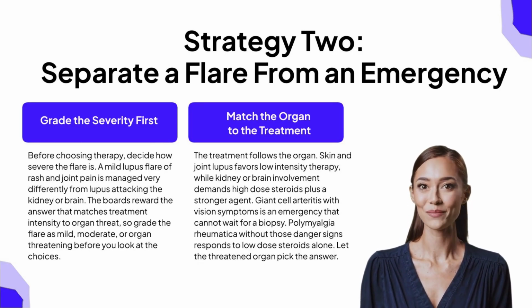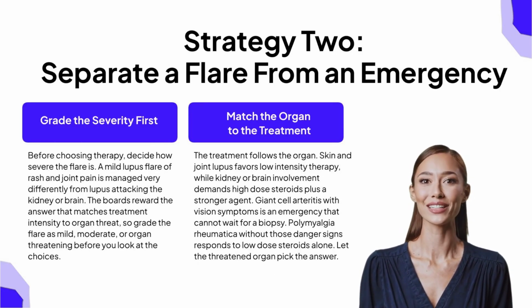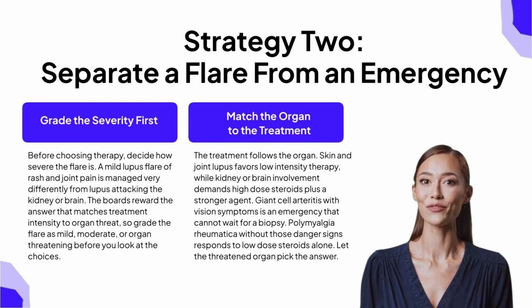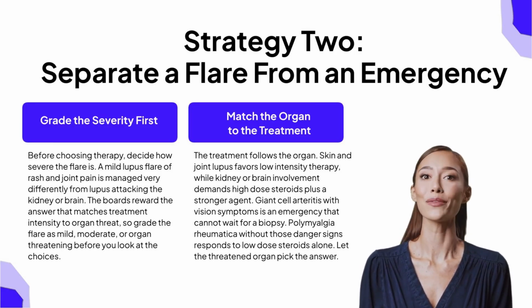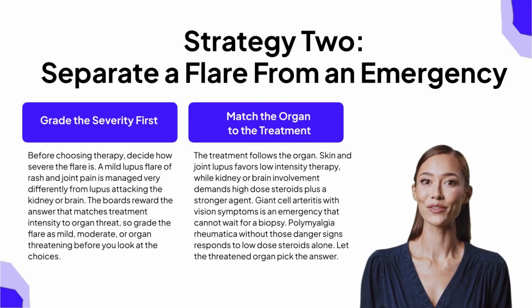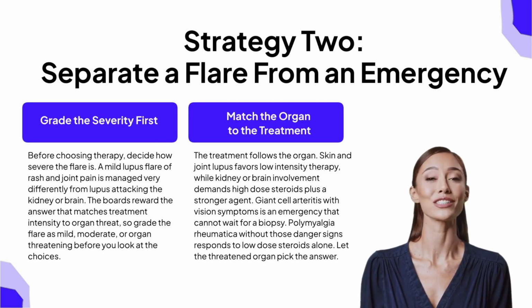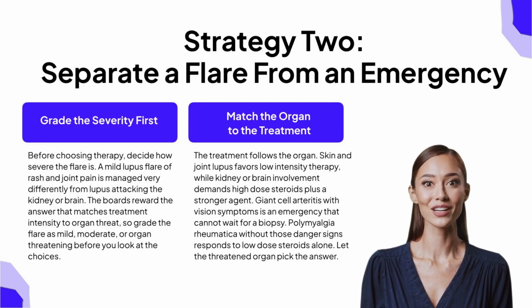Strategy 2 is to separate a flare from an emergency, and this is where careful reading earns points. First, grade the severity before you choose therapy. A mild lupus flare of rash and joint pain is a completely different problem from lupus attacking the kidney or the brain. So label the flare as mild, moderate, or organ-threatening before you look at the answers.